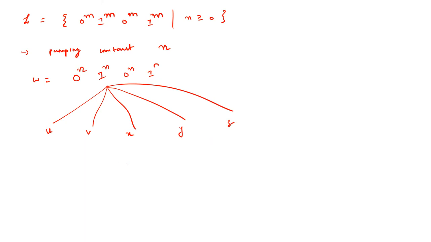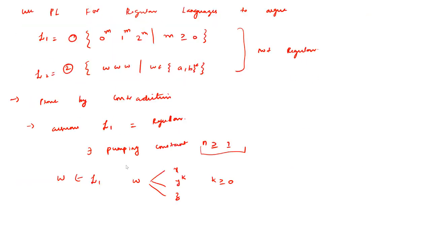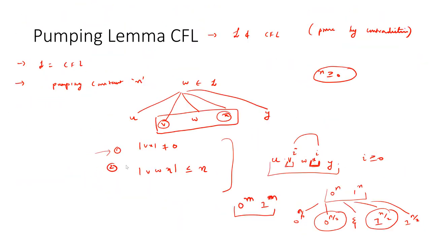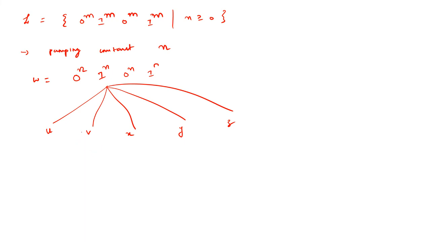So what are the constraints? The middle part cannot be greater than n. That is the constraint. And v and x together cannot be 0; the length of v and x together cannot be 0. Now let us take vwx and argue. So vwx should be less than or equal to n.